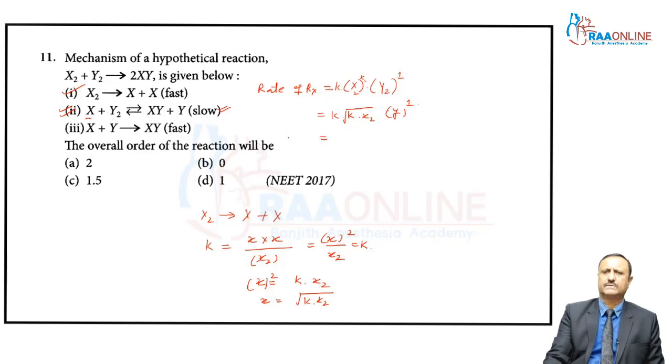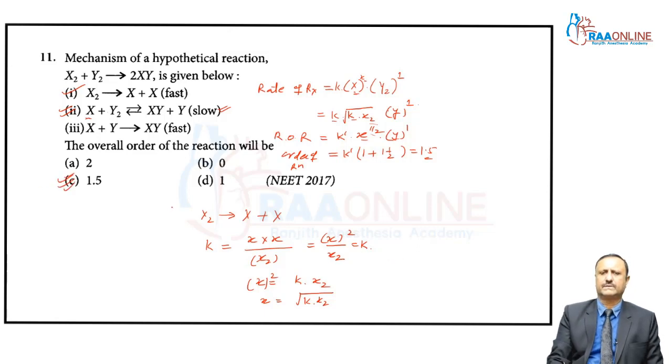Now we can see here the rate of reaction. When two constants are multiplied with each other, you get a new constant into x2 to the power 1 by 2. Why? Because root x2 is also x2 to the power 1 by 2, and y to the power 1. So, my dear students, this is the new constant, x and y. Here these are the orders of reaction. So 1 plus half, and the order of reaction you get is 1.5. So the order of reaction, my dear students, is 1.5. So your answer is C.